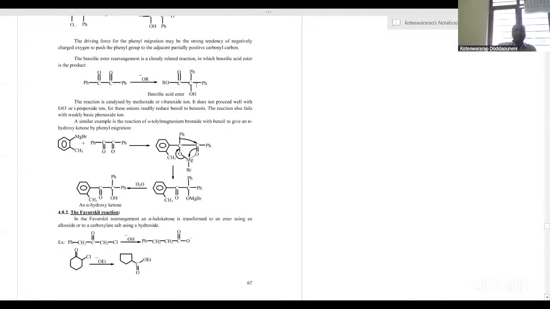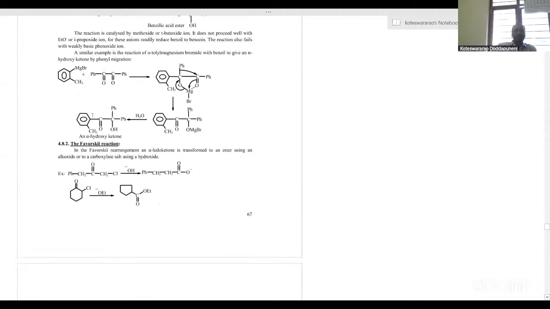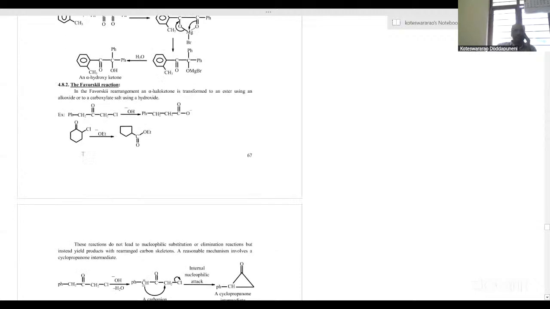A similar kind of rearrangement can be seen in the formation of several esters. Benzoin is treated with an alkoxide group that leads to the formation of benzilic acid ester. Similarly, it is treated with the MgX. Now this cyclic intermediate is generated. Later, this kind of product is generated, and the hydroxyketone product is generated.